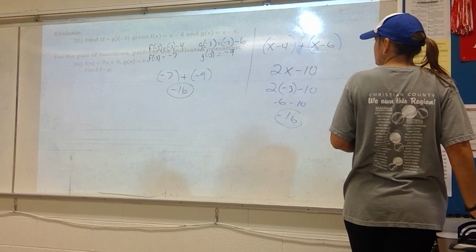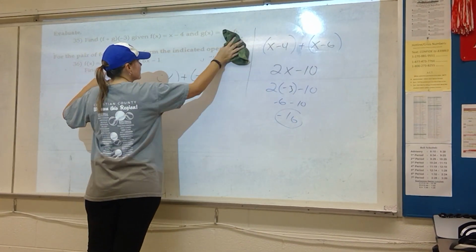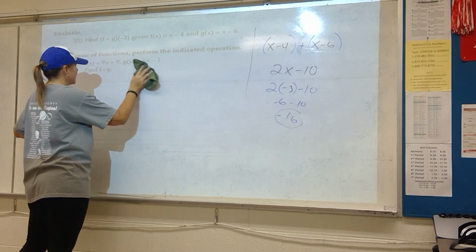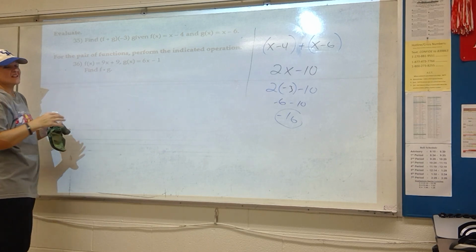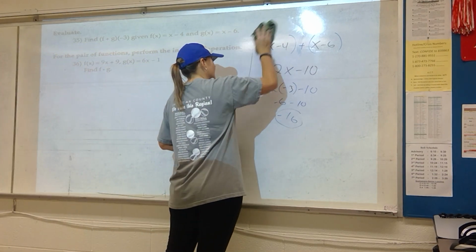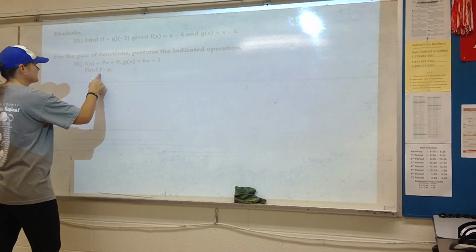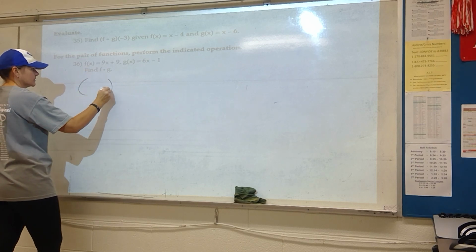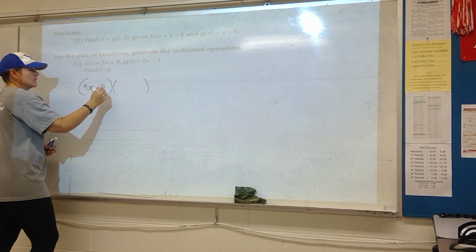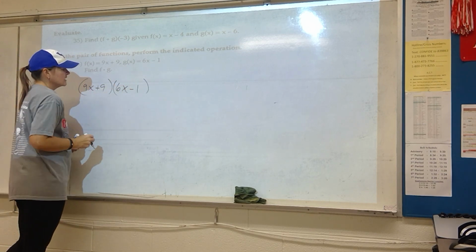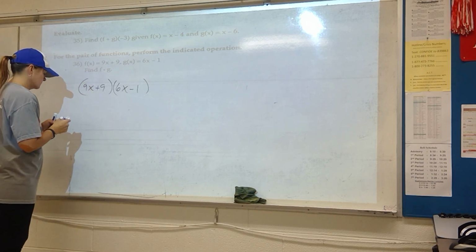36 wants you, for the pair of functions, to perform the indicated operations. It wants f times g. Now, there's no number involved, so this is not a number answer. You're going to be doing stuff with variables, so we're just going to simplify the expression. We want f times g, that's the same thing as f of x times g of x. You're going to put f of x here and g of x here. You have a binomial times a binomial. You must use the f word, FOIL.